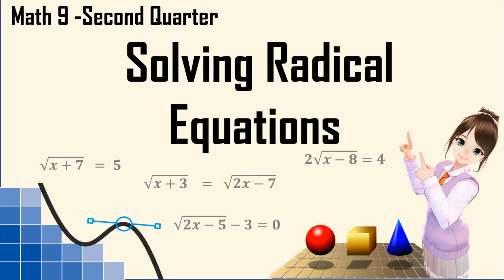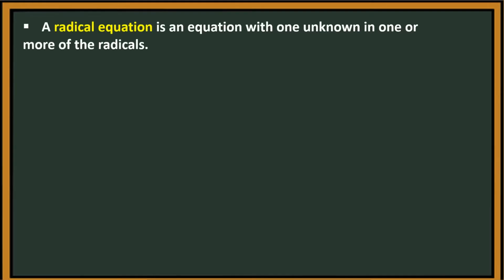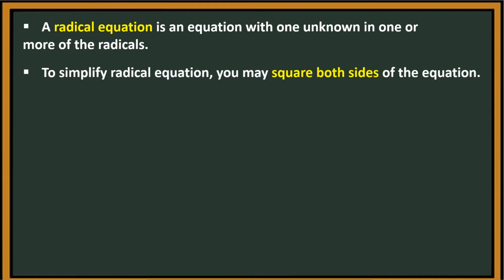Today I'm going to teach you how to solve radical equations. Let us first define a radical equation. A radical equation is an equation with one unknown in one or more of the radicals. To simplify a radical equation, you may square both sides of the equation.